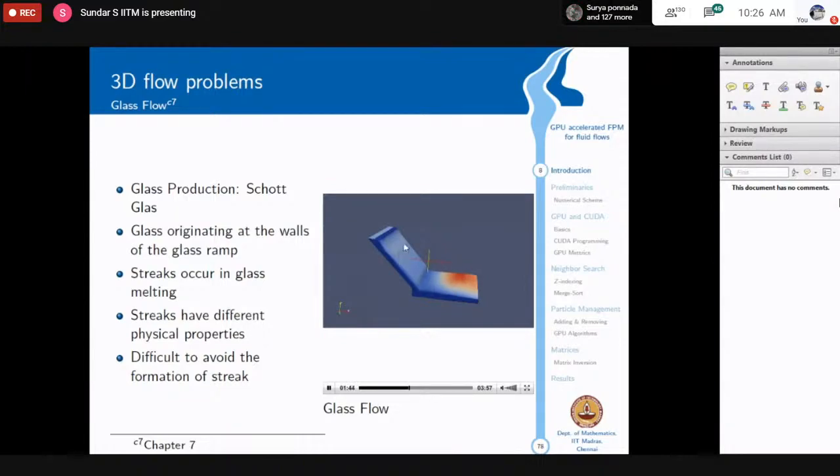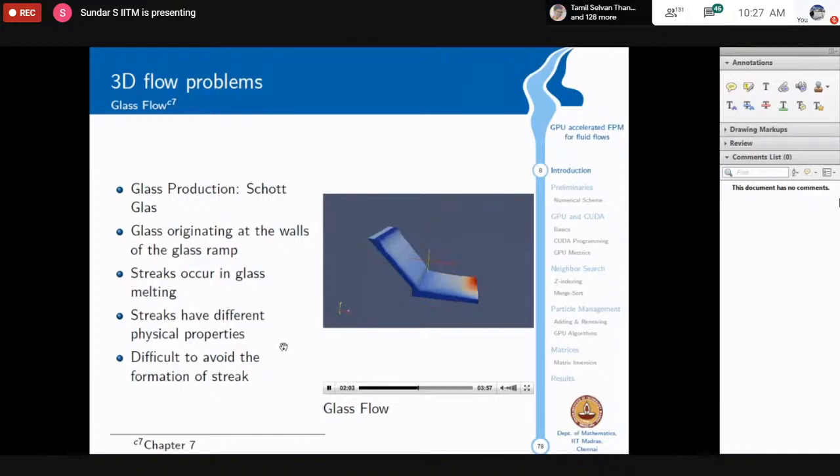So you just see this. This is the one. You can see it nicely that there is a bulge, that's called streaks. In glass production, streaks originate at the walls of the glass ramp. Streaks occur in glass melting, and the streaks have different physical properties. It is difficult to avoid formation of the streak.